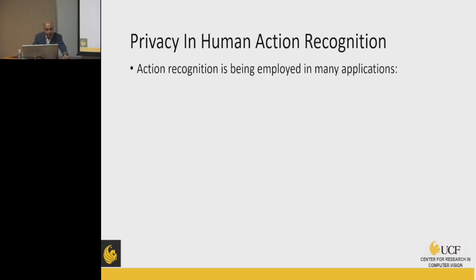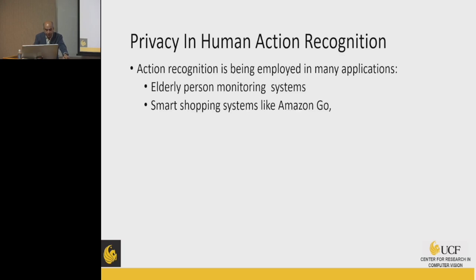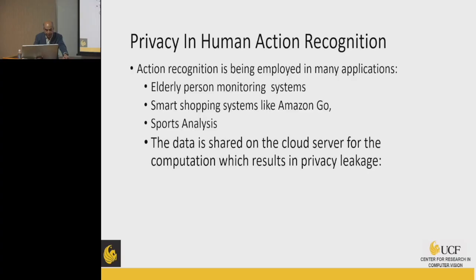Human action recognition is employed in many applications like elderly person monitoring, smart shopping systems like Amazon Go, sports analysis, and all this. But the data is shared on the cloud, and there's a possibility of leakage of privacy. And privacy can be gender, skin color, clothing, background, objects, etc.